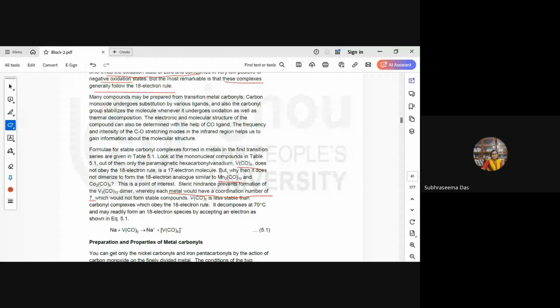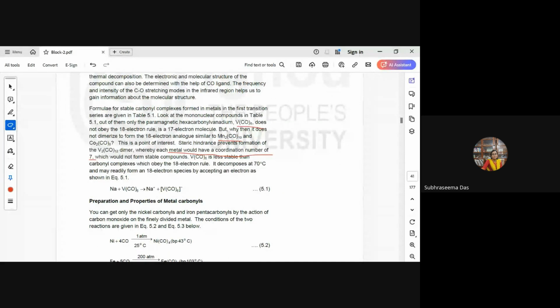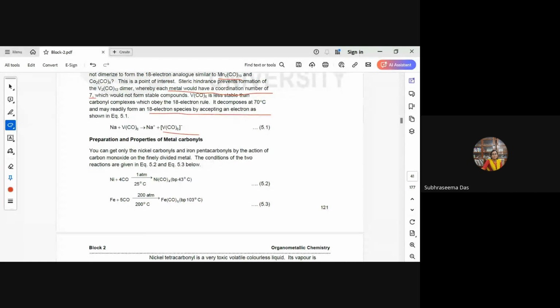Because it is less stable, it decomposes at 70 degrees centigrade, and it readily forms an 18 electron species by accepting an electron. So one exception to the 18 electron rule is VCO6, but it forms a stable species by accepting an electron and forming VCO6 minus. Now coming to the different preparation and properties of metal carbonyls.